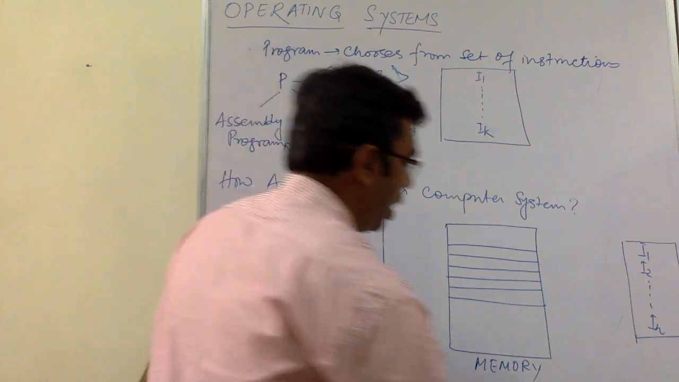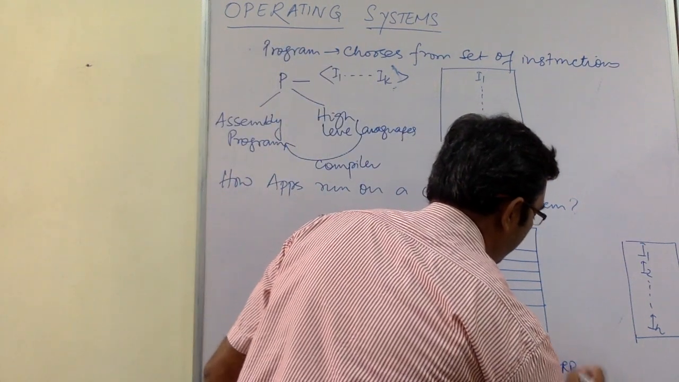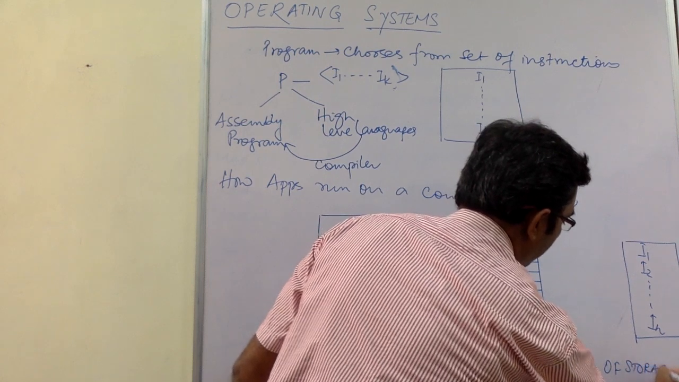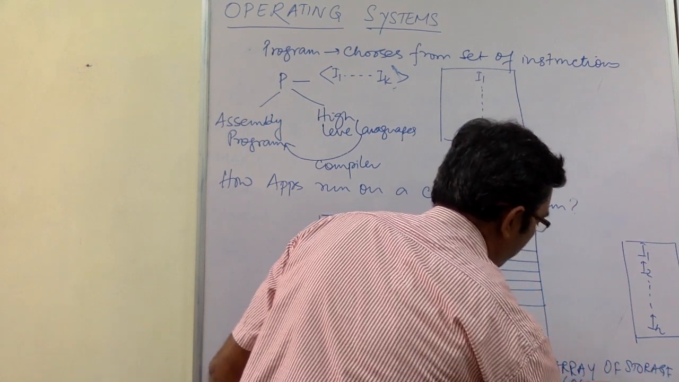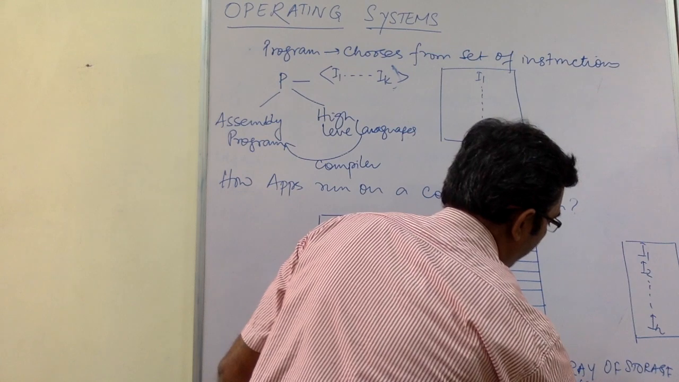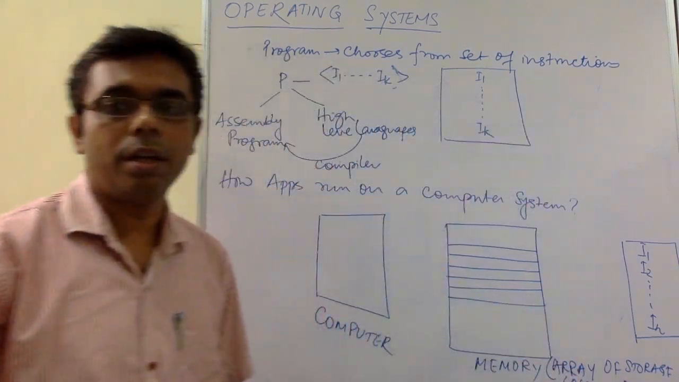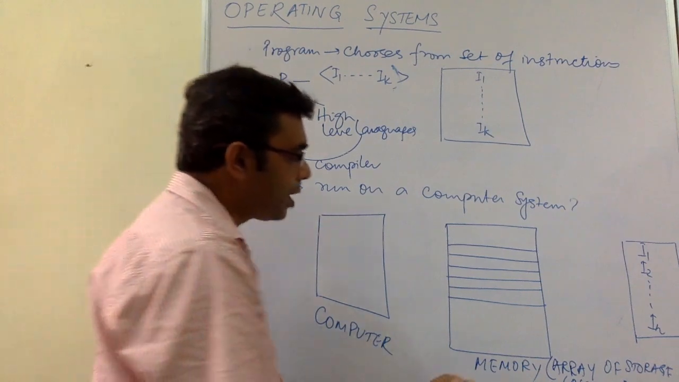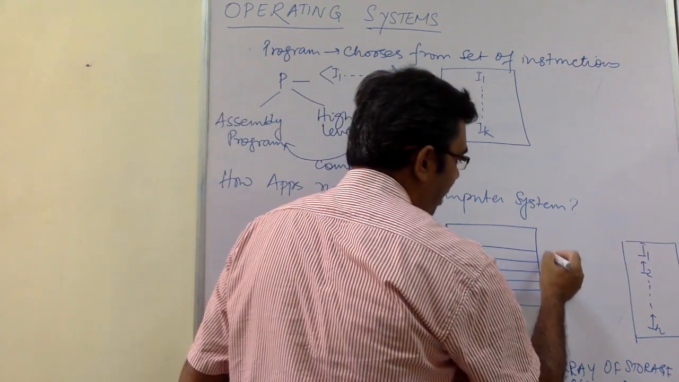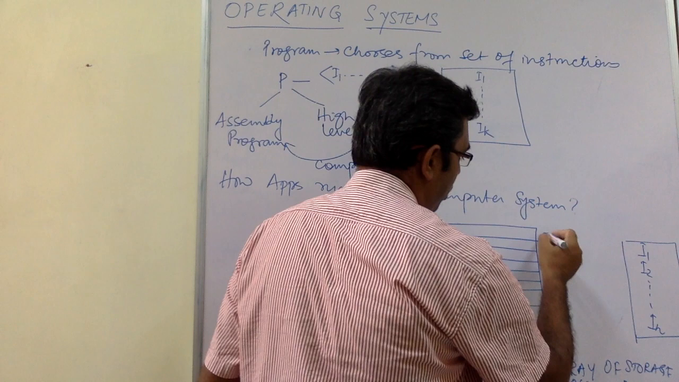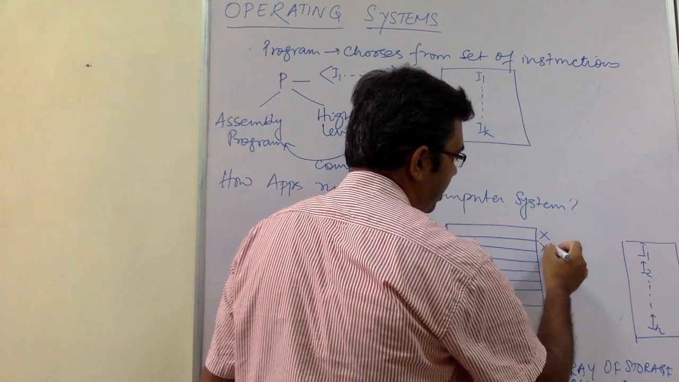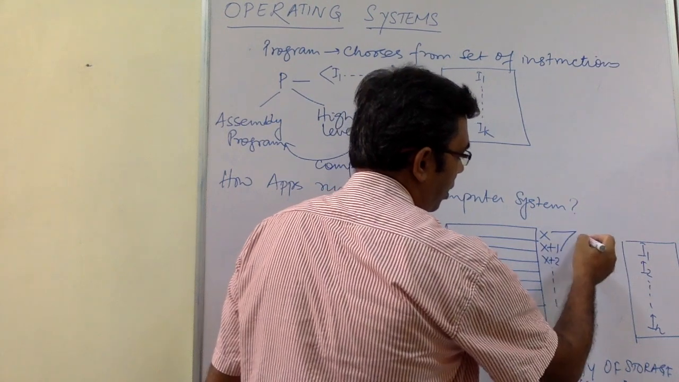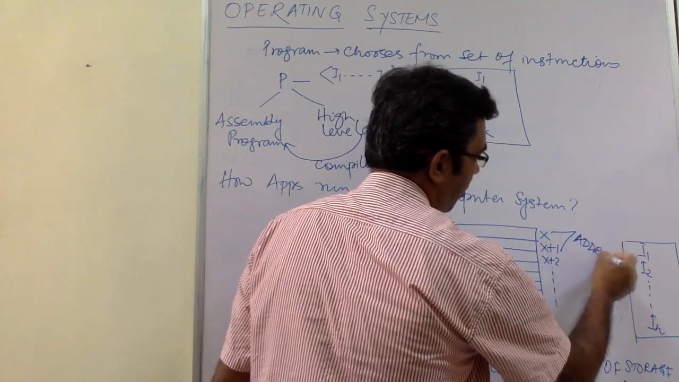This is an array of storage locations. You can view memory as a number of locations arranged in a contiguous way, and every such location is identified by something called an address. So let's say this location has an address called x, this is x plus 1, x plus 2, and so on. These are all addresses of the memory.